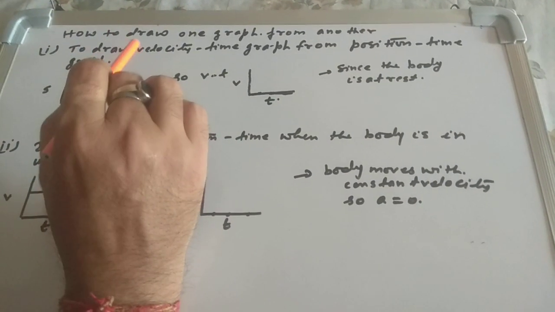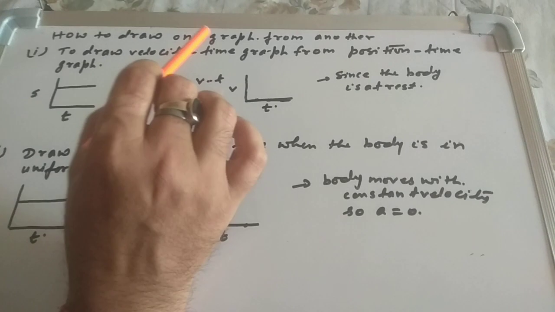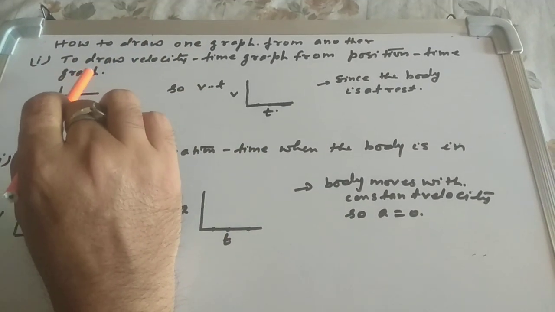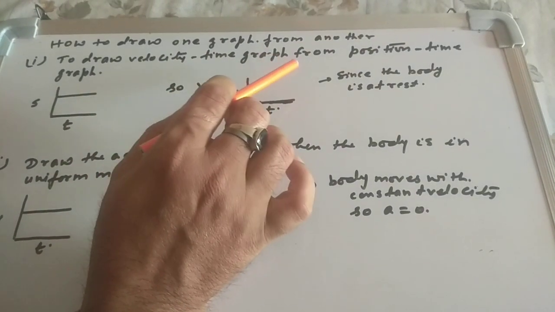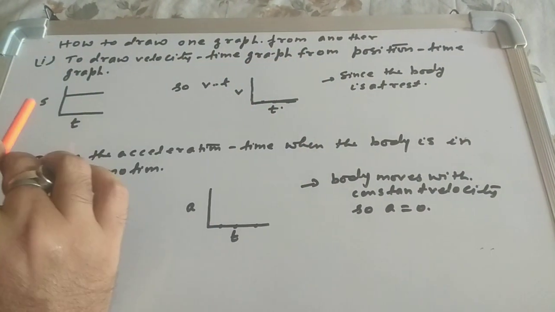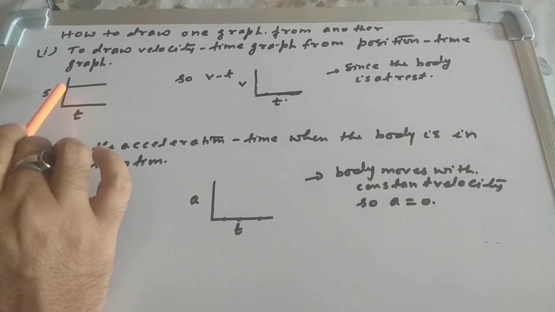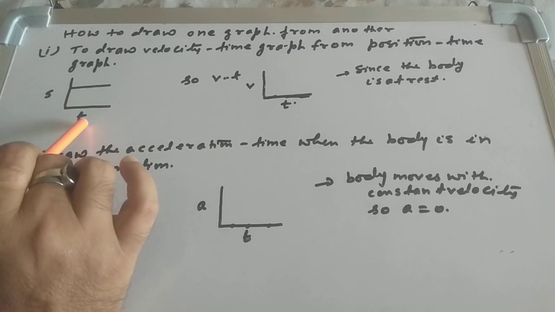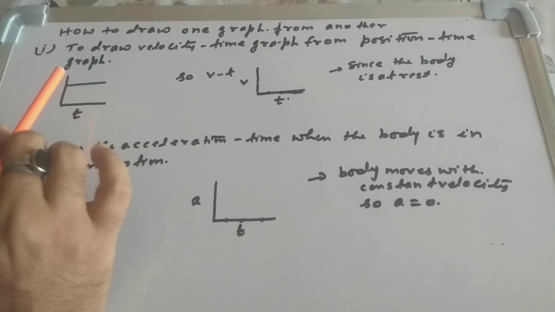In this lesson, we will see how we can draw one graph from another graph. First example: drawing the velocity-time graph from the position-time graph. Here the body is at rest, therefore the position graph will be parallel to the t-axis or x-axis. How will you draw the velocity-time graph?